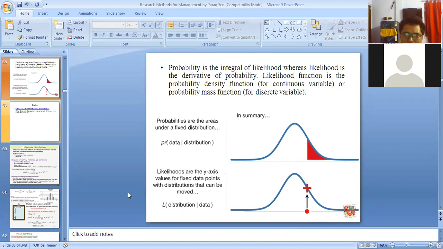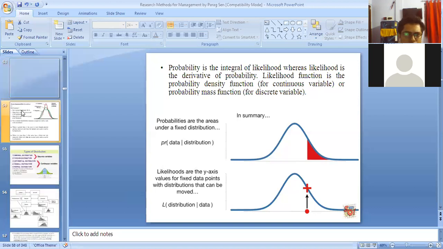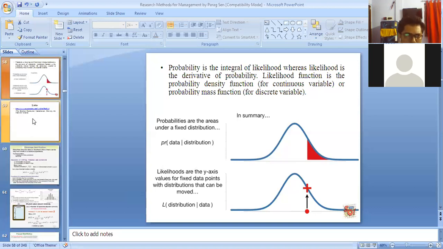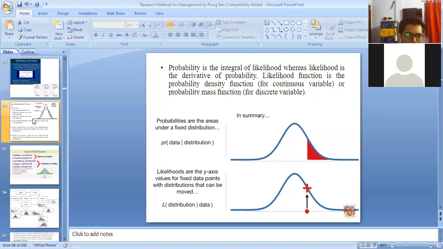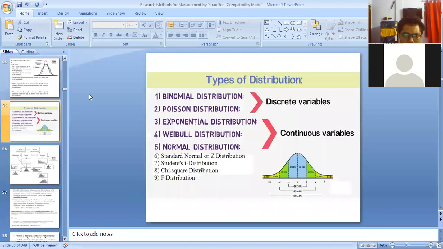And what is the likelihood function? The likelihood function will depend upon the type of distribution. So first of all, I would like to request all of you to look at the different types of distribution. I have given you some slides. There are some discrete variables and some continuous variables.